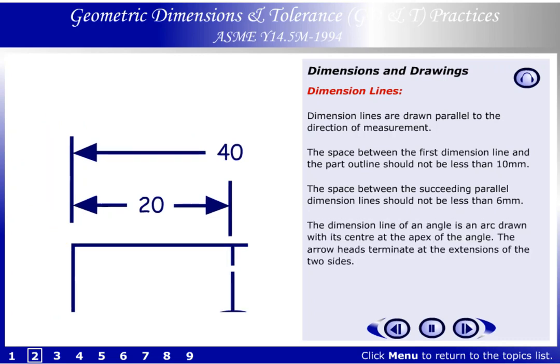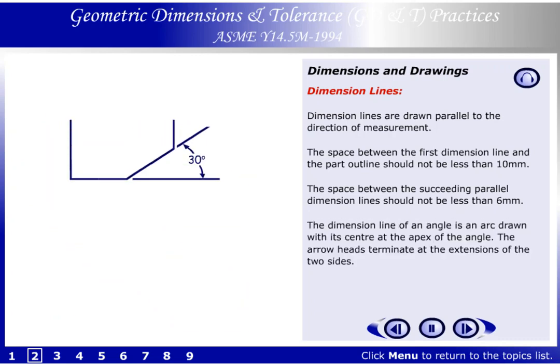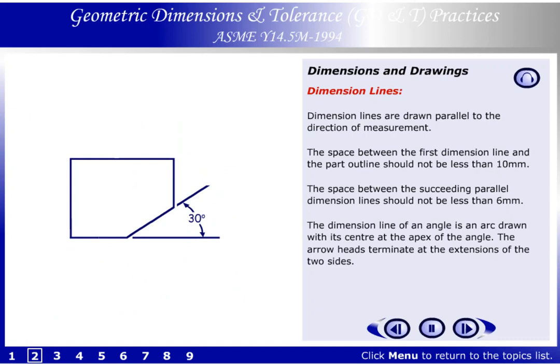The dimension line of an angle is an arc drawn with its center at the apex of the angle. The arrowheads terminate at the extensions of the two sides.